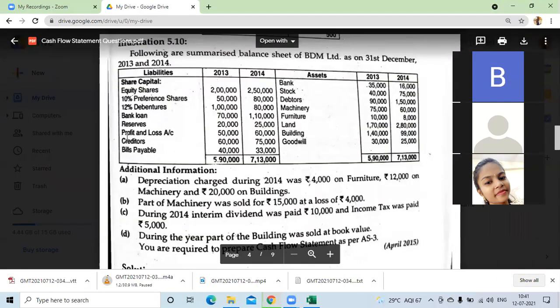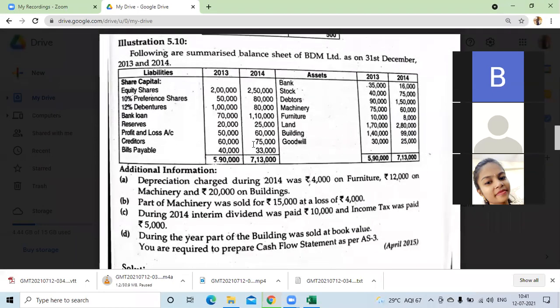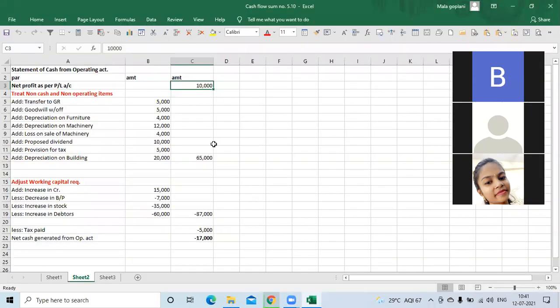Okay. Now next, creditors. 60 में से 75 हो गया. So has it increased or decreased? Increased. Increase in creditors. Which activity? Adjust working capital. But I asked which activity? Operating. Very good. So first you need to answer operating activity and then you need to say adjust working capital. So operating activity में जाकर you will go to adjust working capital and write increase in creditors.